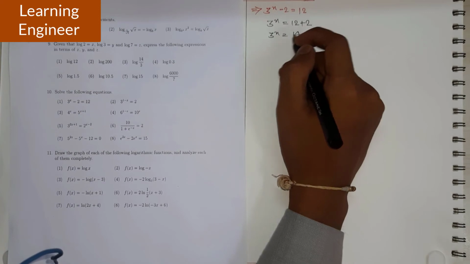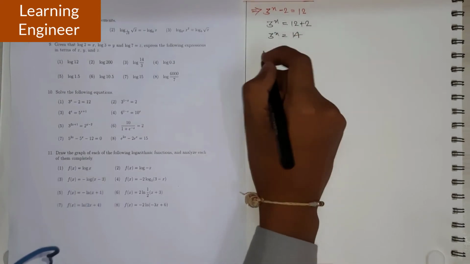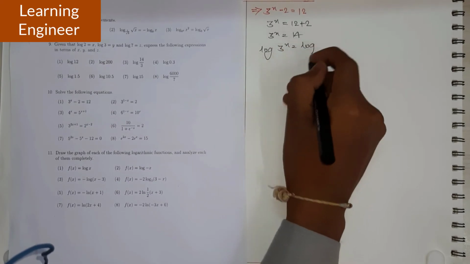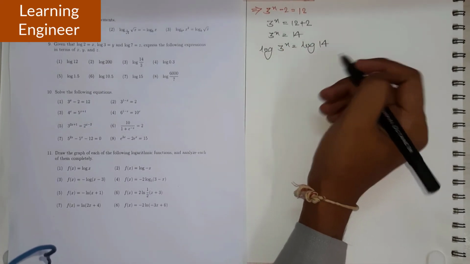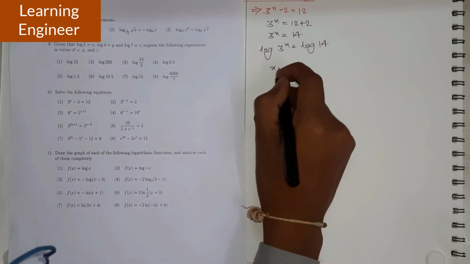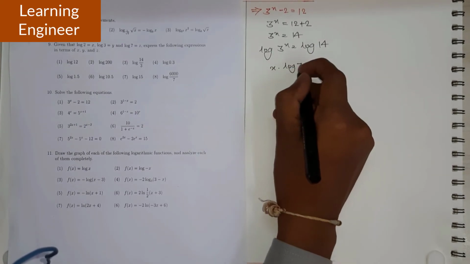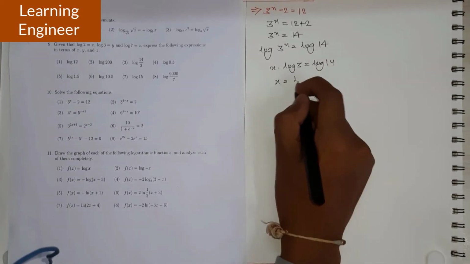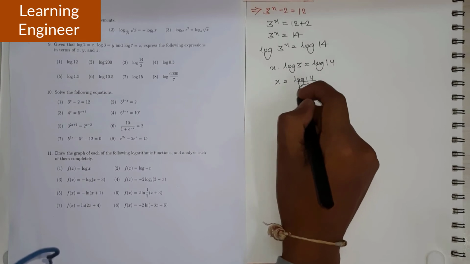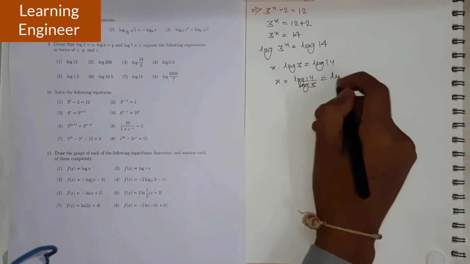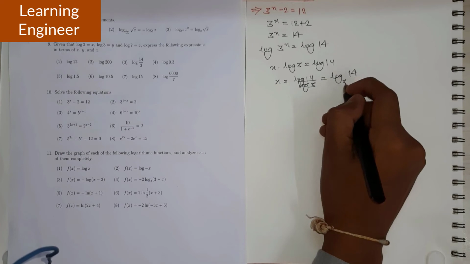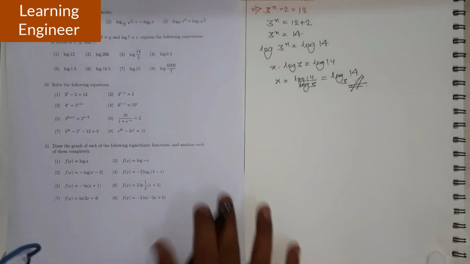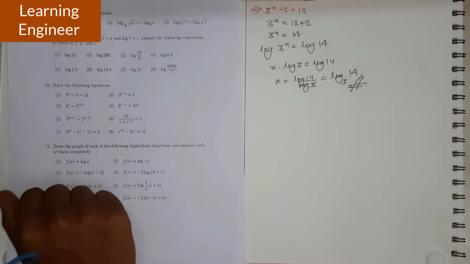And now for solving x, what we can do is take log on both sides. Log of 3 raised to x equal to log of 14, and this x will come in front of the log. Now we can write x equal to log of 14 divided by log of 3, or we can write log of 14 to the base 3. So this is how we can approach the given equation. We will take one more example.